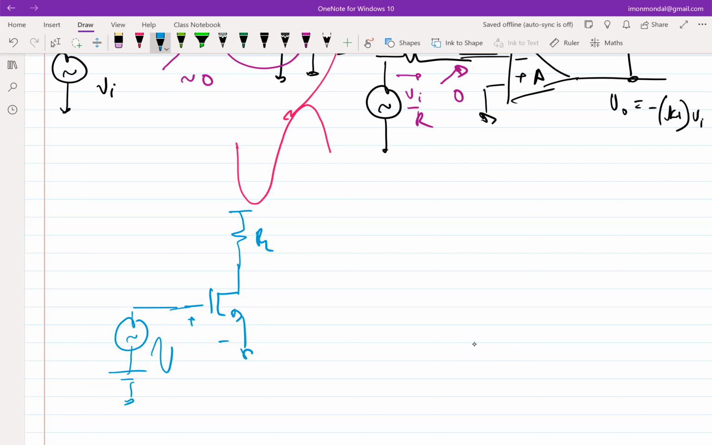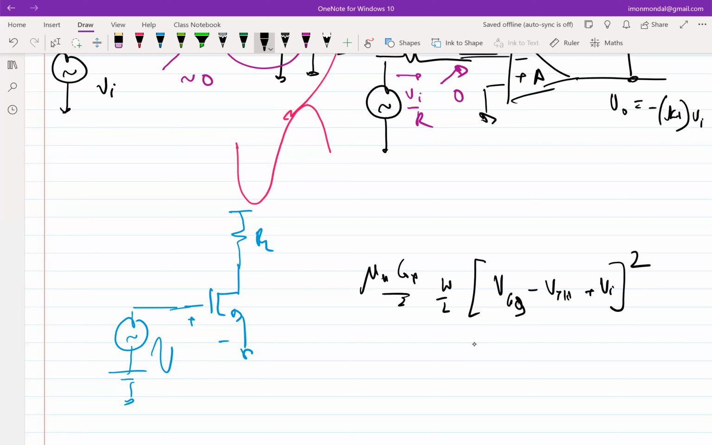Since it directly appears across VGS, the total current that I am going to get will be some mu n Cox by 2 W by L times (VGQ minus threshold voltage plus VI) whole square. So I am going to get a VI squared term. And since VI in this case is 100 millivolt, the nonlinearity will be substantial.